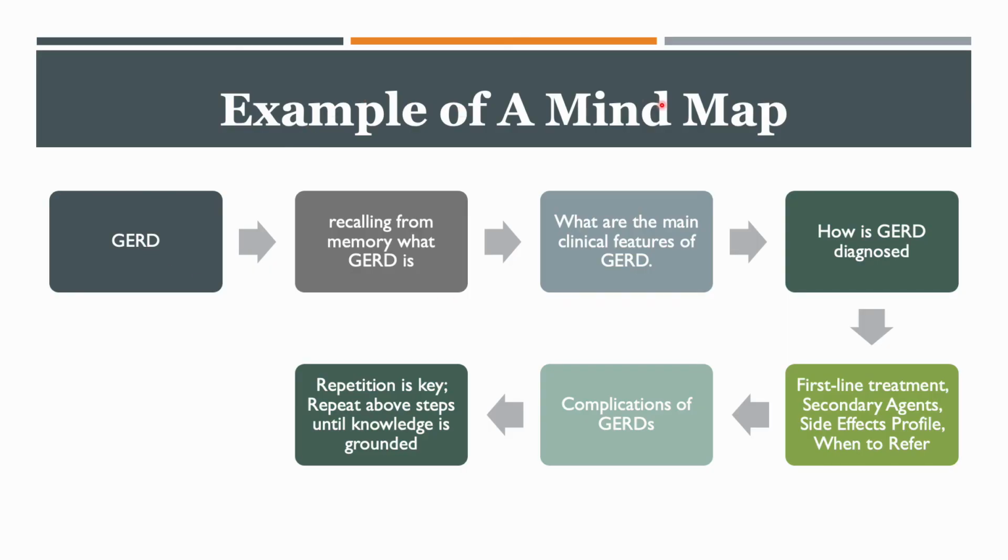The following is an example of a mind map. So this is a mind map for GERD. So you have GERD at the beginning, and you're recalling information from memory on what GERD is. You're recalling what are the main clinical features of GERD, how is GERD diagnosed, what are the first line treatment, secondary agents, side effect profile, when to refer, complications of GERD. Repetition is key. Repeat above steps until knowledge is grounded, meaning until the knowledge is retained. This is just an example of how you should create your mind map, but it shouldn't be limited to this. It can be more than what is represented.